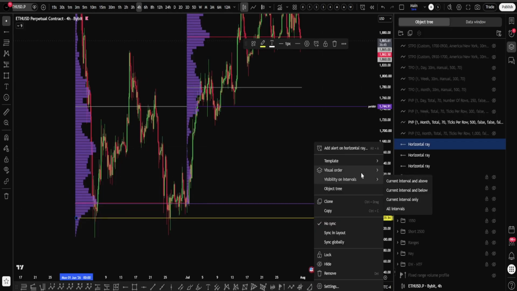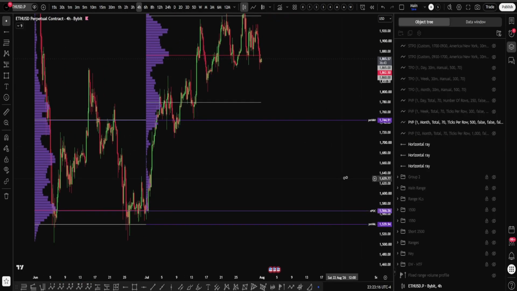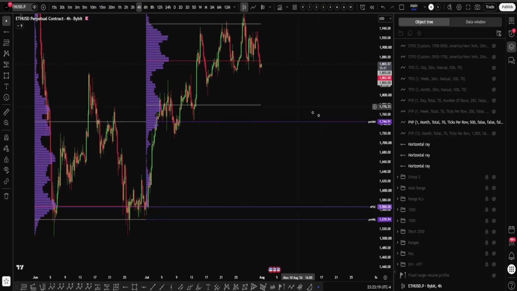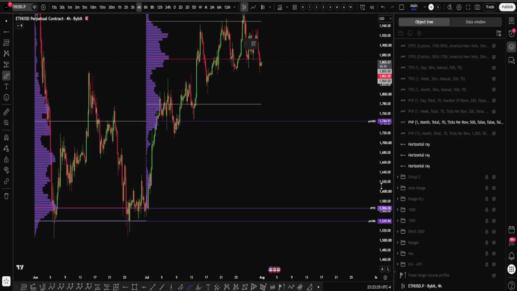So again, how would you play these? Can you tell me? A little quiz. What would you do? I mean, once it breaks down below the previous month value area high, you wait for a retest. If it fails, then you short down to the point of control.